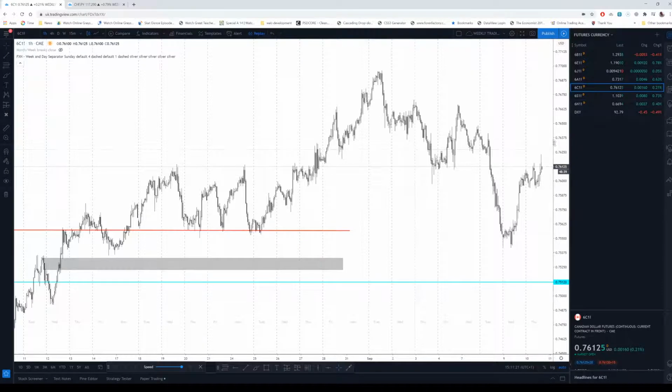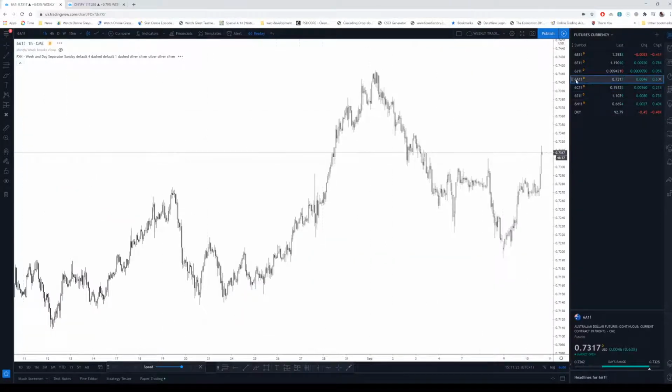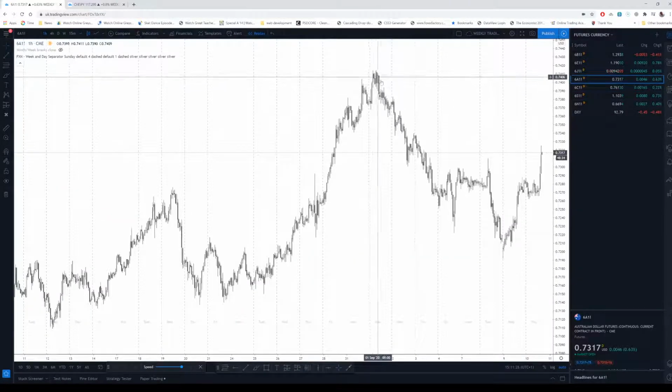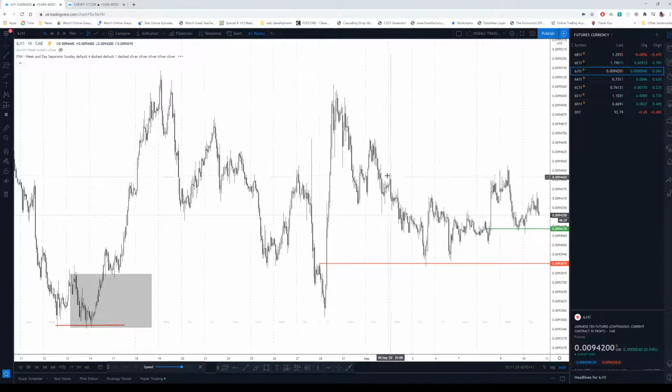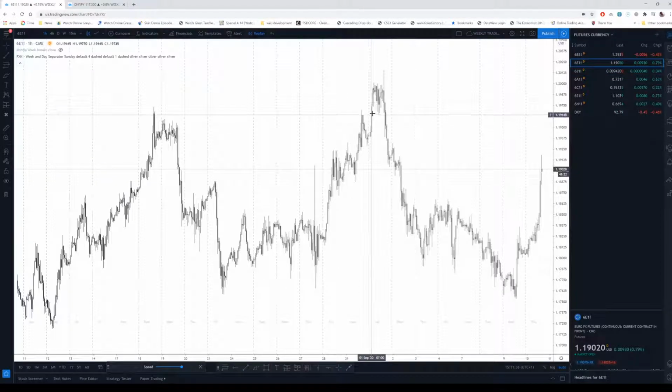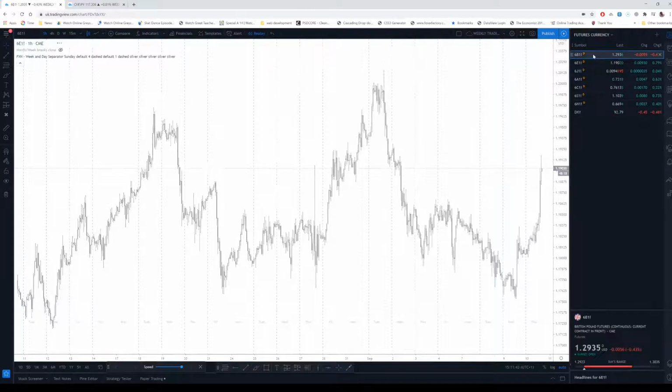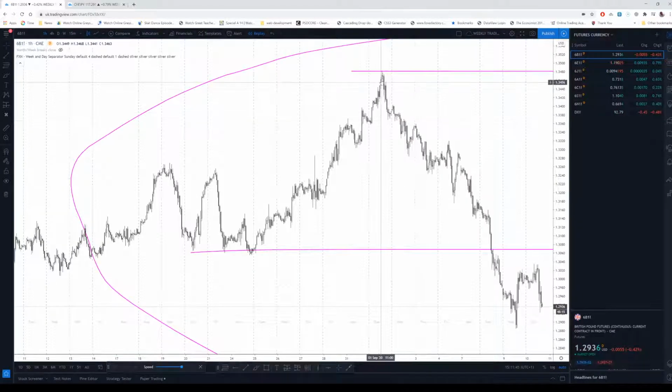Okay, let's go to the next one. Our commander was up, this thing was dropping. Let's go to yen. Our commander was up, this thing was also dropping, and then here our commander was up, this thing was also dropping, and then the last one our commander was up and this thing was dropping. So when the commander was up, the only pair that was not dropping with it was New Zealand.